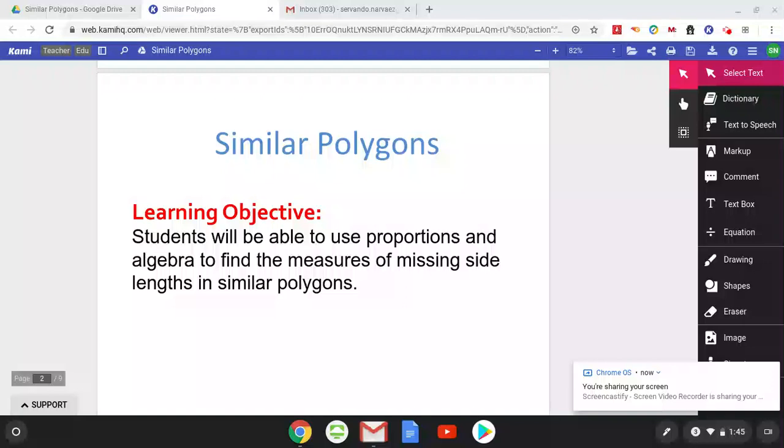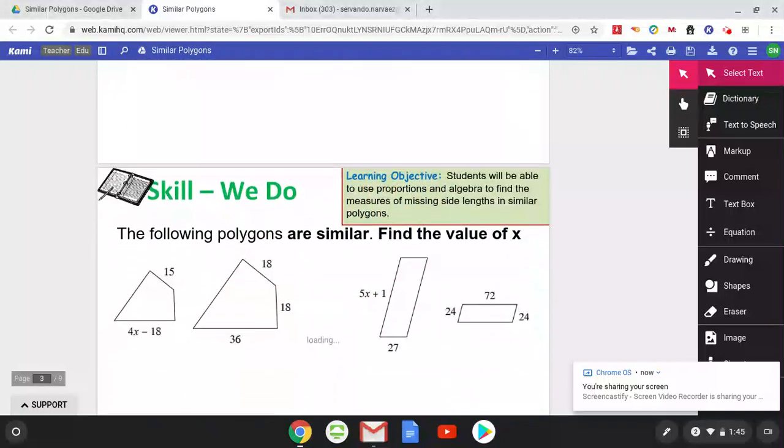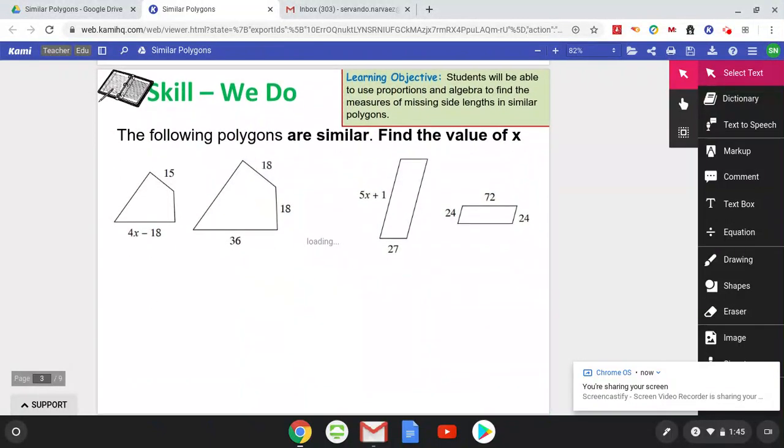Hello, in this video you will solve problems involving similar polygons. Our objective is we're going to be using ratios and proportions along with algebra to find the measure of x or the missing side lengths in similar polygons. We will start with the problem on the left.